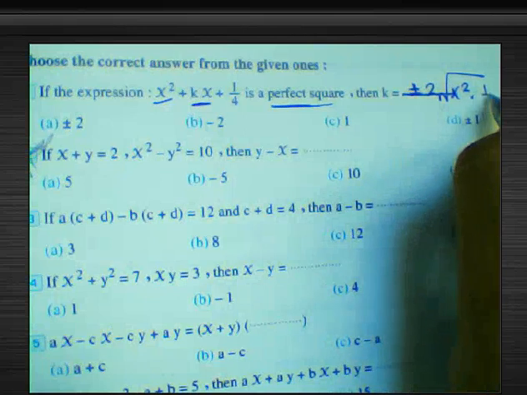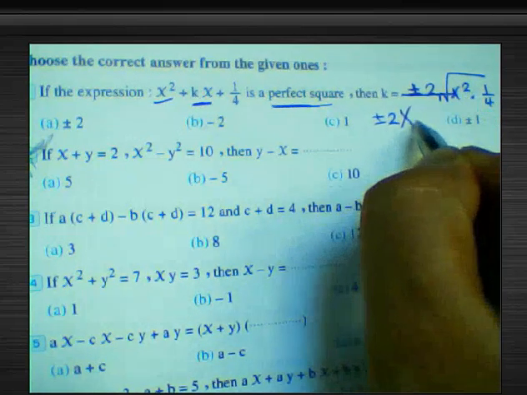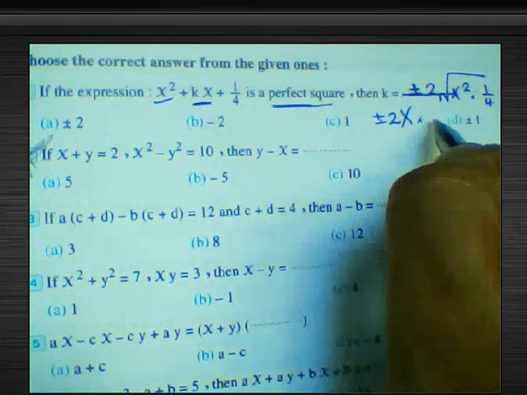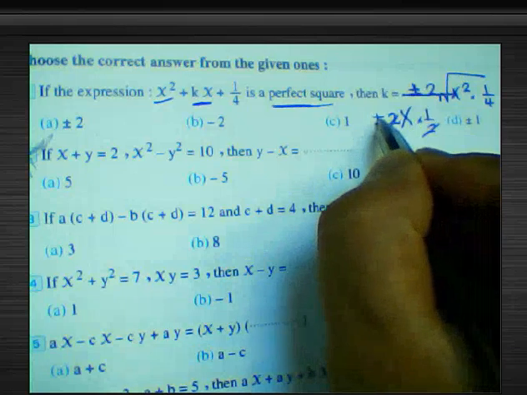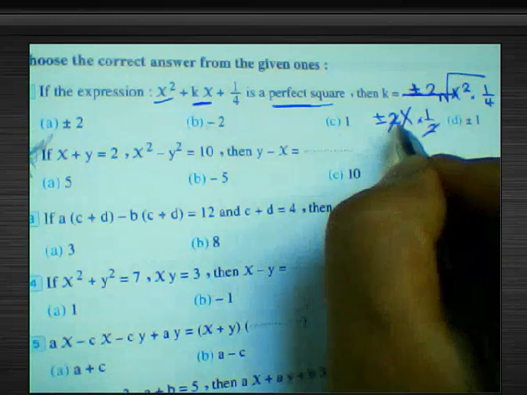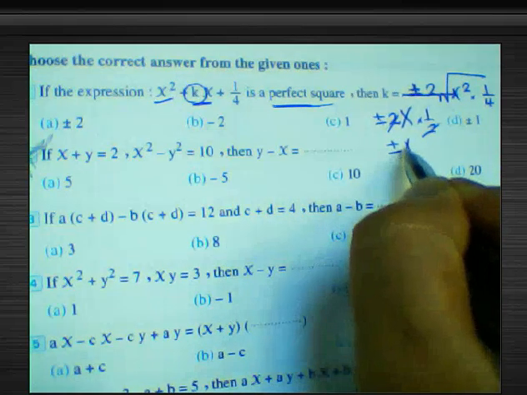It will be 1 over 4. So the result will be positive or negative. X power 2 will be x and 1 over 4 will be 2. We can cancel 2 with 2, then the result will be positive or negative 1. Okay, k will be positive or negative 1. It's the coefficient of x.